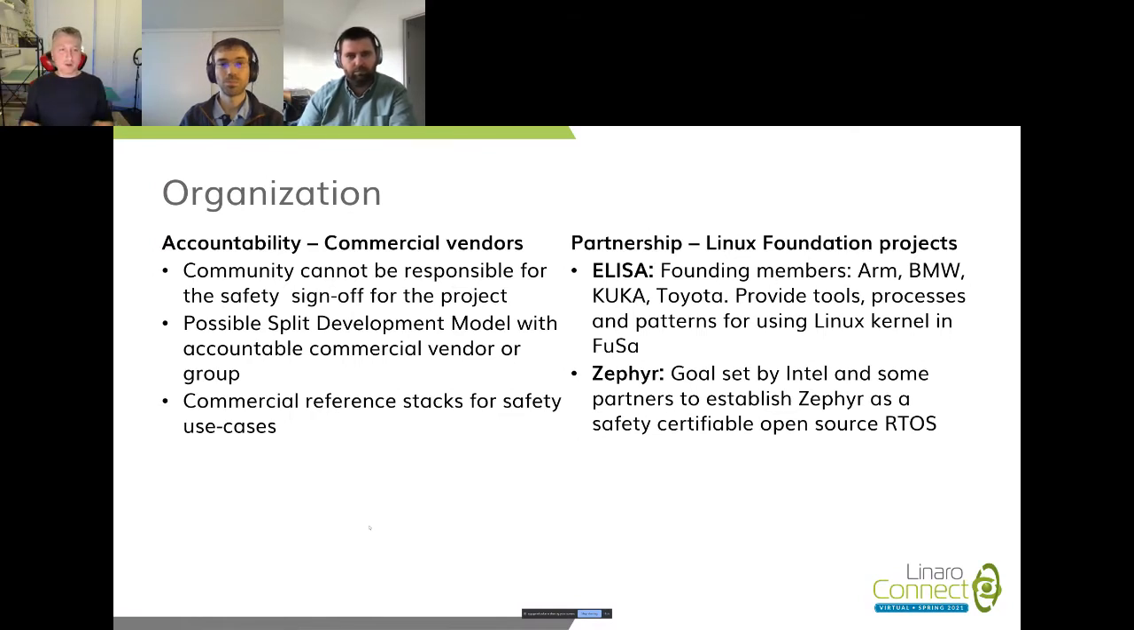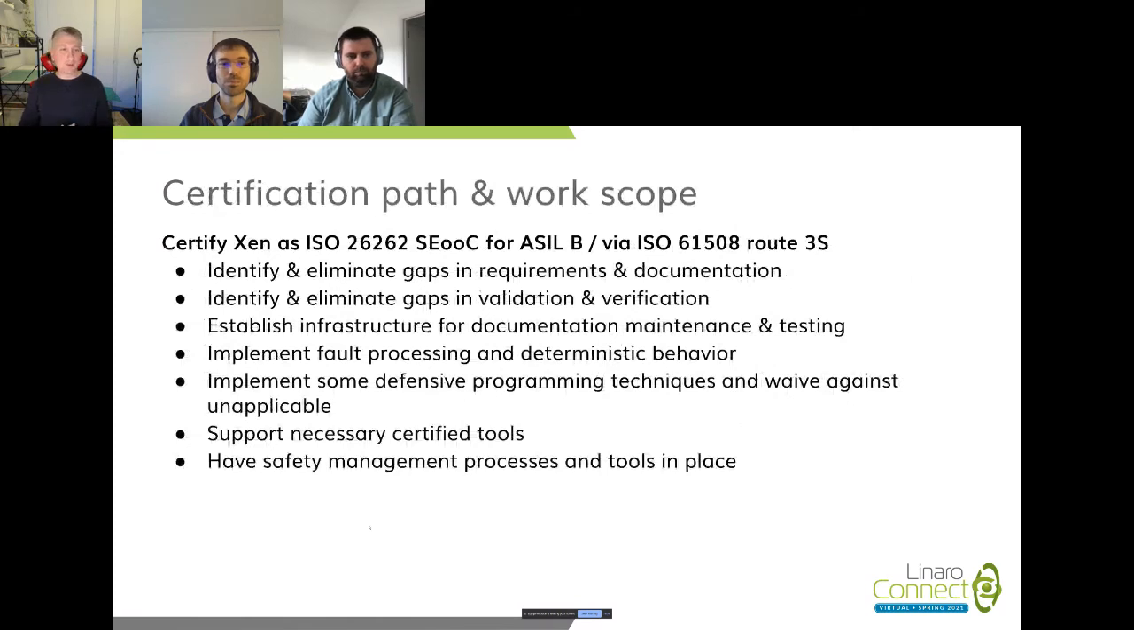And we defined the work scope. We decided to proceed with ISO 26262 as a safety element out of context. That means that Xen itself is not a product, but can be applied as a part of some safety regulated product. And the level of safety we plan to address is ASIL-B. It's not the lowest, but not the highest, of course.